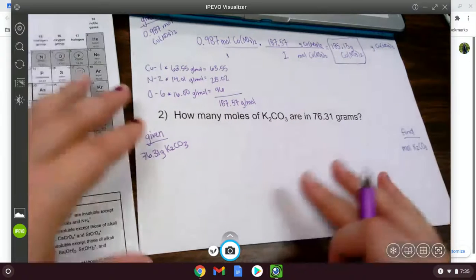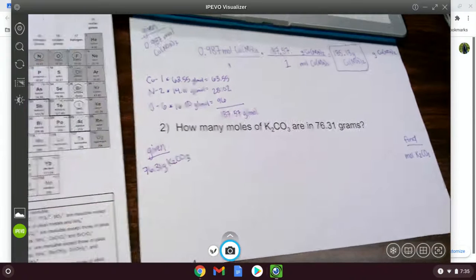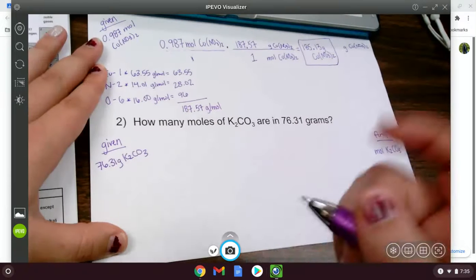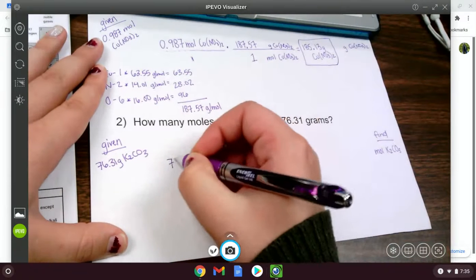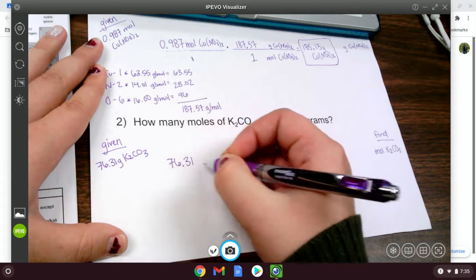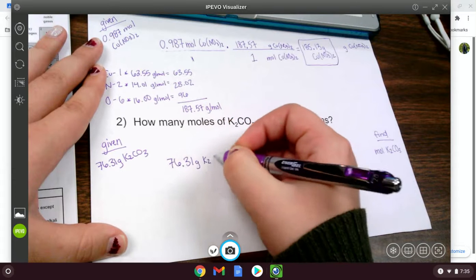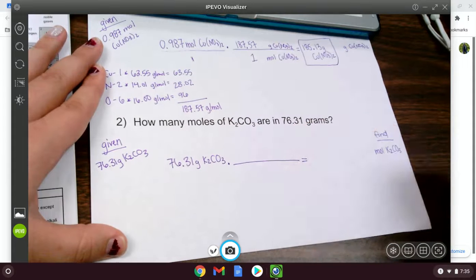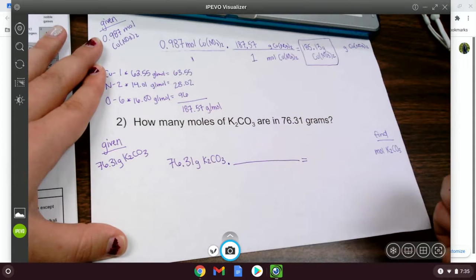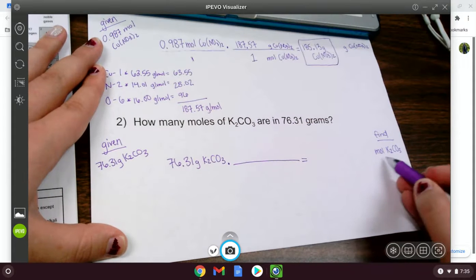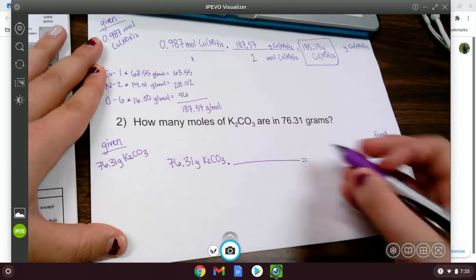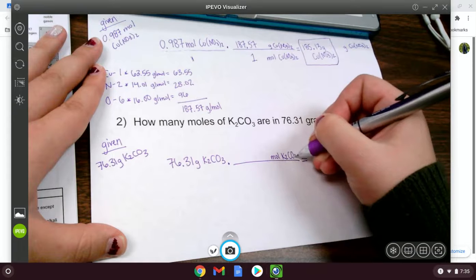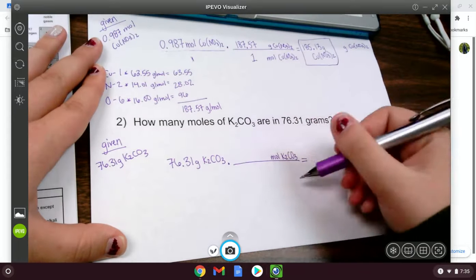So now we're ready to start. And I'm just going to move this over a little bit so you can see it better. So remember, always, always, always start with what you're given. So I'm going to start with 76.31 grams of K2CO3. This is a one-step conversion, dot and a line, equal sign. Okay, so I want to end in moles of K2CO3. So I'm going to put that here, mole K2CO3. So I'm going to have moles over grams now.